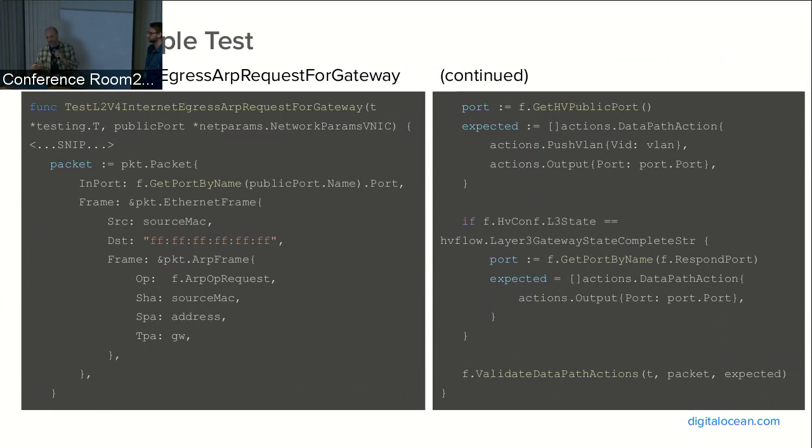At the bottom of the right-hand side, you can see the validate data path actions function, which invokes OF prototrace, gets the actions that the installed data path generates, applies those to a copy of the source packet, and in parallel applies the expected actions to a copy of the source packet and ensures that they are identical. And I can go into the reasons for that approach a little later.